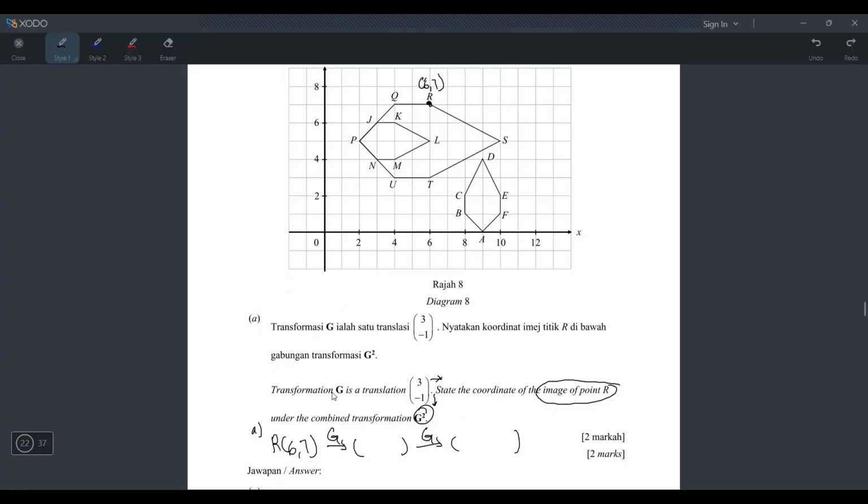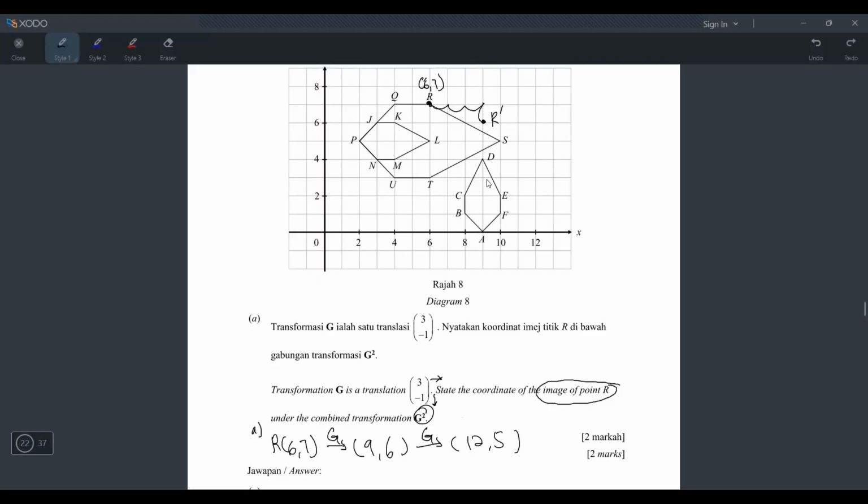So let's do transformation G. What is G? Translation 3, negative 1. The answer will be 9, 6. And you do again, it will be 12, 5. Hey, sir, how come you can do so fast? Okay, actually 3 negative 1, I told you already. It's to the right 3, down 1. So what you do? To the right 3, 1, 2, 3, and then down 1. So this is your R prime. Or you can say the first answer, but not the final answer.